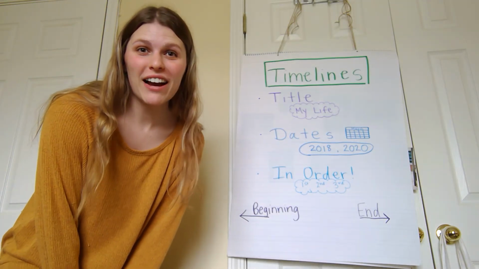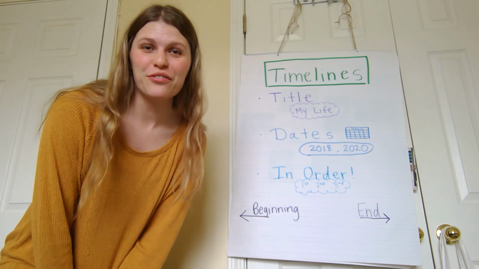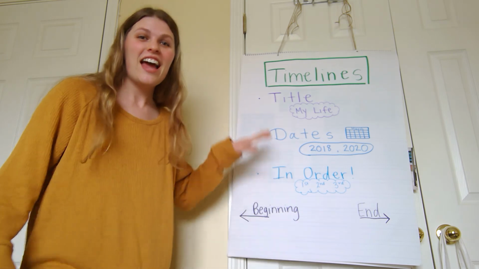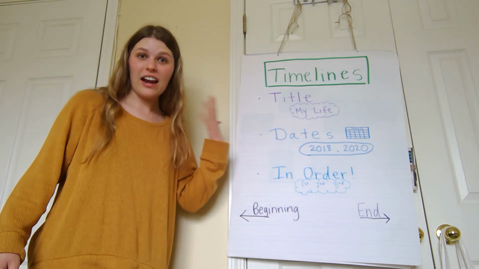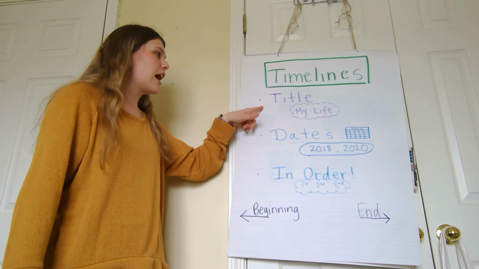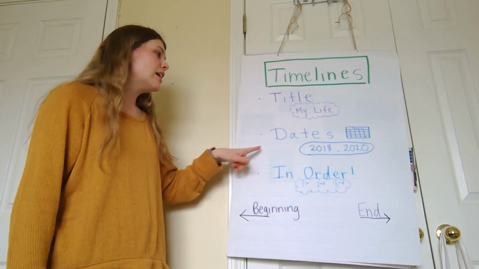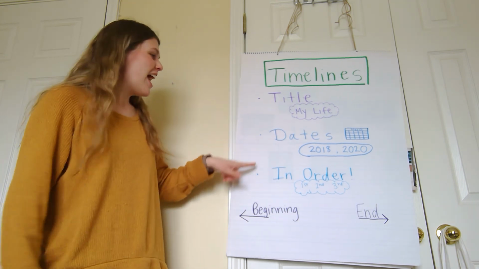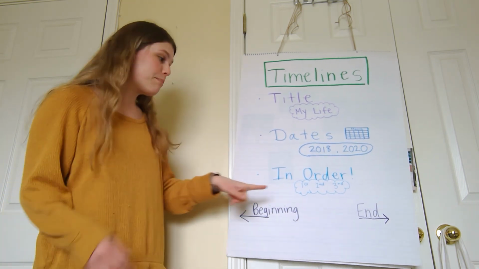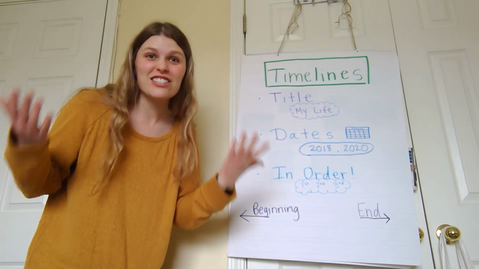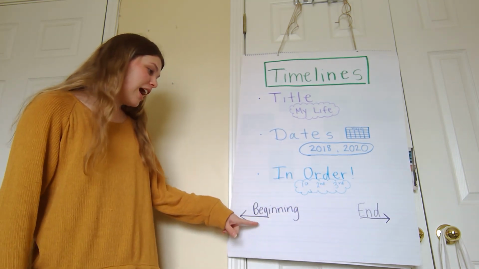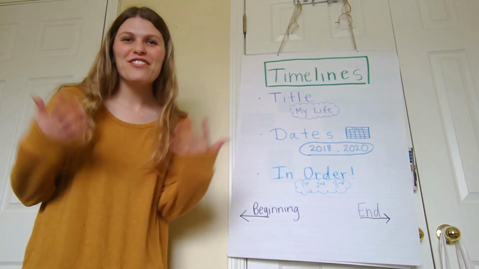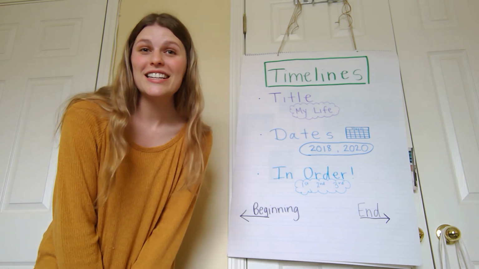So friends, I hope my timeline gave you a good idea of what your timeline should look like, and I cannot wait to see your timelines. Here are just some things that a timeline has. Timelines have titles. Timelines have dates. We'll get to that on Wednesday. And timelines are in order. What happened first, second, third, and so on. So timelines have a beginning and an end. All right, if you have any questions on your timelines, please let me know.